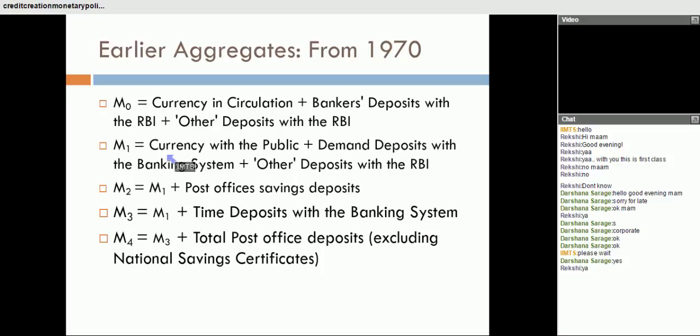Common people go to banks to make their deposits. The banks make their deposits with the RBI because the RBI is the main authority, and other deposits with the RBI. Now M1 is the currency with the public, demand deposits with the banking system, and other deposits with the RBI. Demand deposits means those which are not time bound, unlike time deposits, which are fixed deposits for a fixed period of time. Demand deposits can be broken on demand. Whenever there is a need, the money can be withdrawn by breaking these deposits.